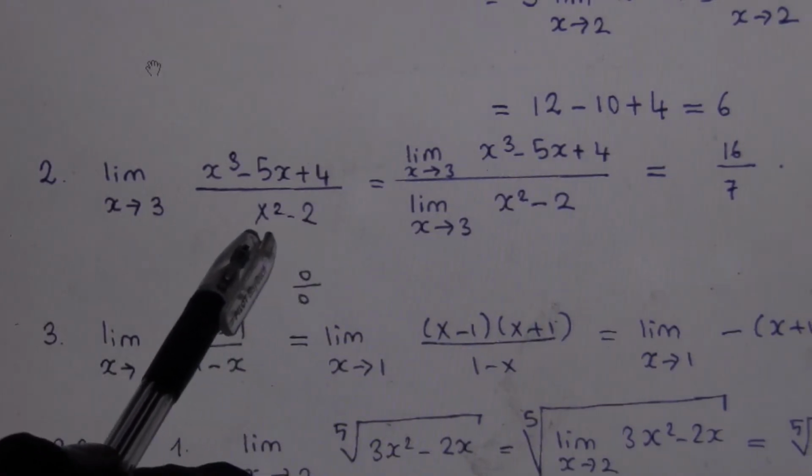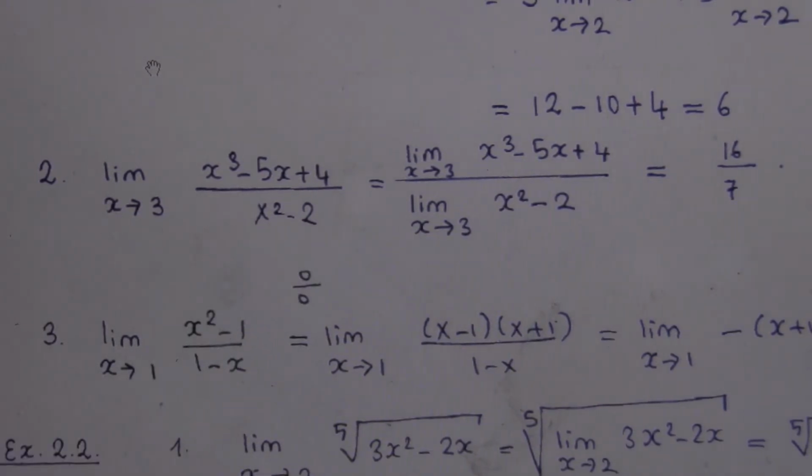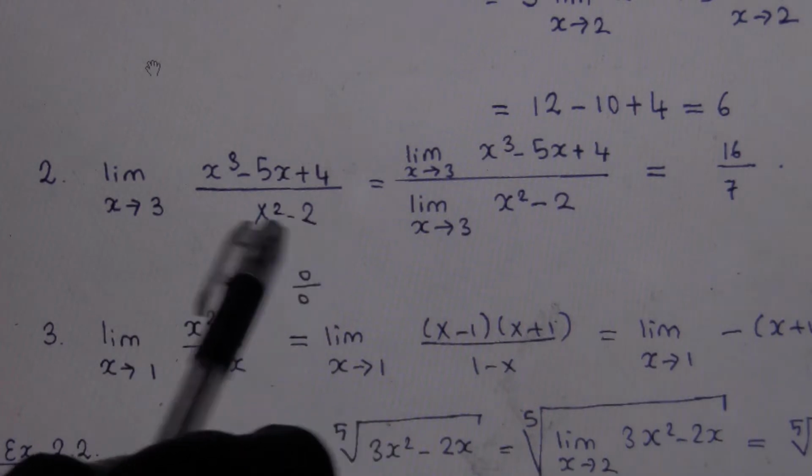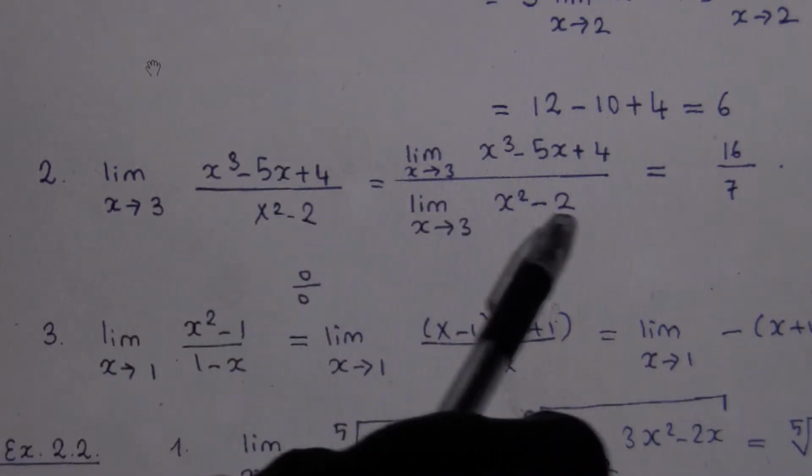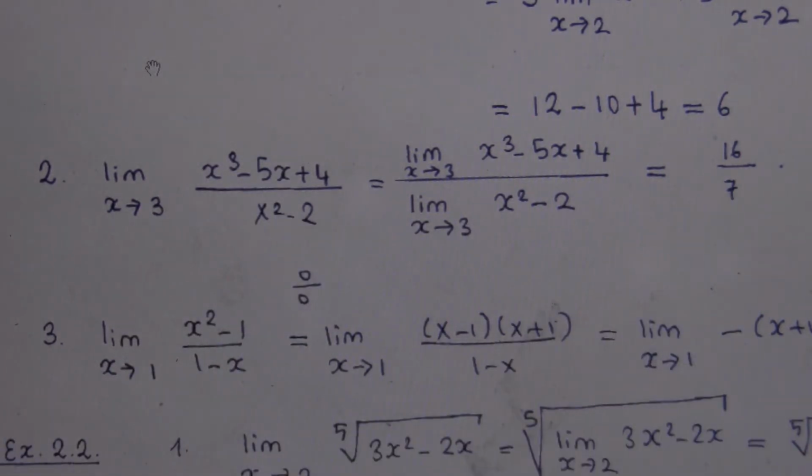If you plug 3 in here, then there is a problem. Is there a problem? No, it's still not a problem. Excuse me, 3 squared is 9, 9 minus 2 is 7. You have a number over a number, and that's 16 over 7. That's quite easy again. Here, we finally see a problem, because we get 0 over 0 if we plug in the x.